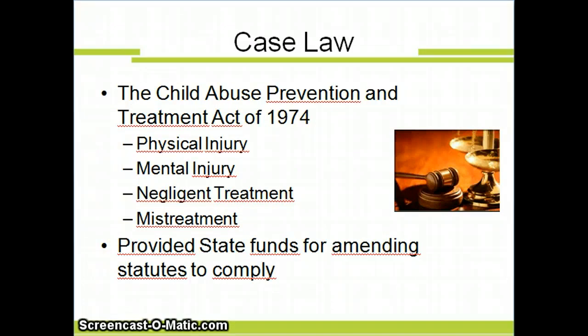Case law is based on the Child Abuse Prevention and Treatment Act of 1974. This is when they started mandating teachers to report, and it's based on physical injury, mental injury, negligent treatment, or mistreatment. They did provide the states funds for amending their state statutes to comply with this act, which is why throughout the years we now have up to 50 states mandating this.